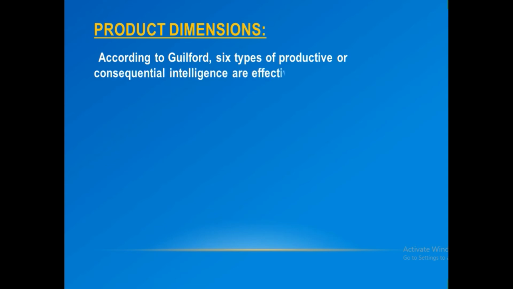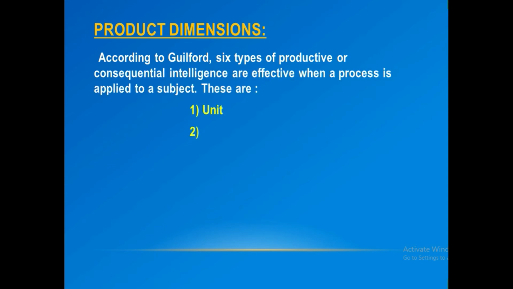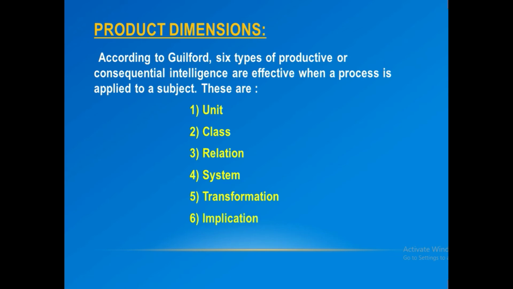Now we see the product dimension. According to Guilford, six types of productive or consequential intelligence are effective when a process is applied to a subject. These are number 1 unit, number 2 class, number 3 relation, number 4 system, number 5 transformation, and number 6 implications. We discuss these one by one.